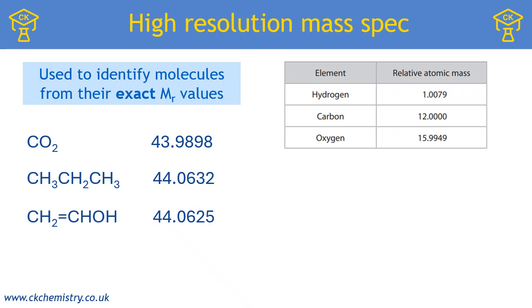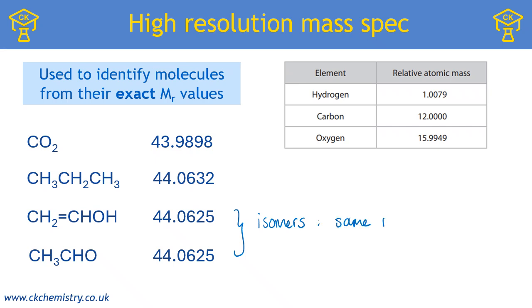One thing to notice about this is that isomers are still going to have the exact same Mr value, because they have exactly the same molecular formula. So these two examples here are still C2H4O. So it does not help distinguish between isomers. I could potentially use fragmentation, so the point where they break up, to distinguish between these isomers, but that's something that you would look at in organic chemistry separately.